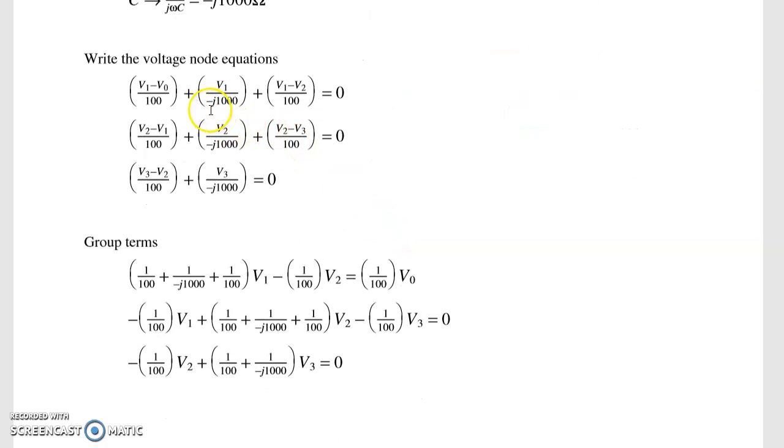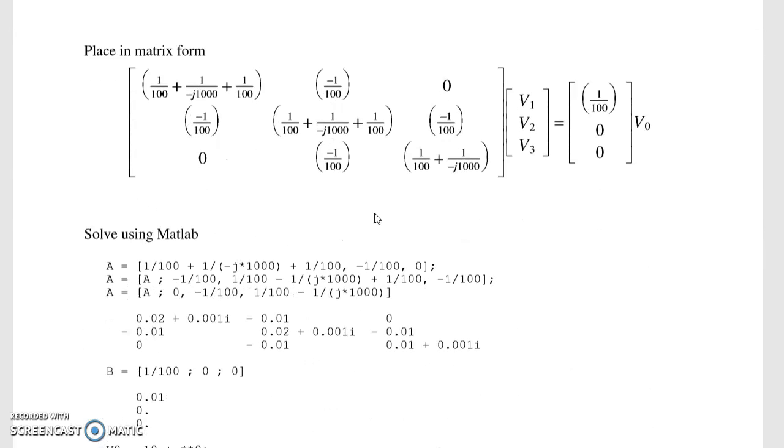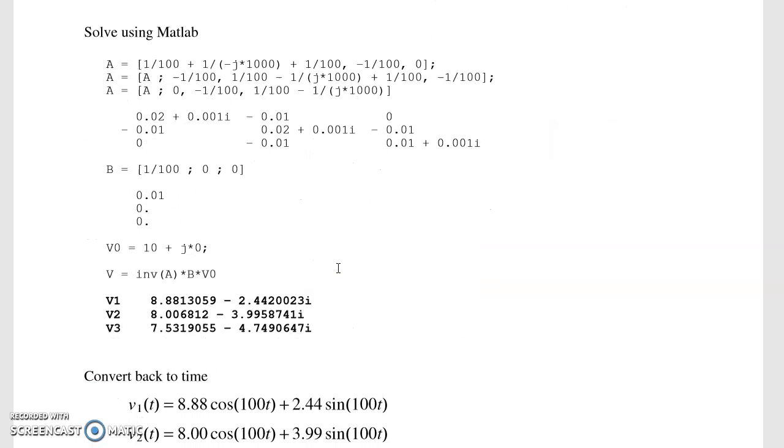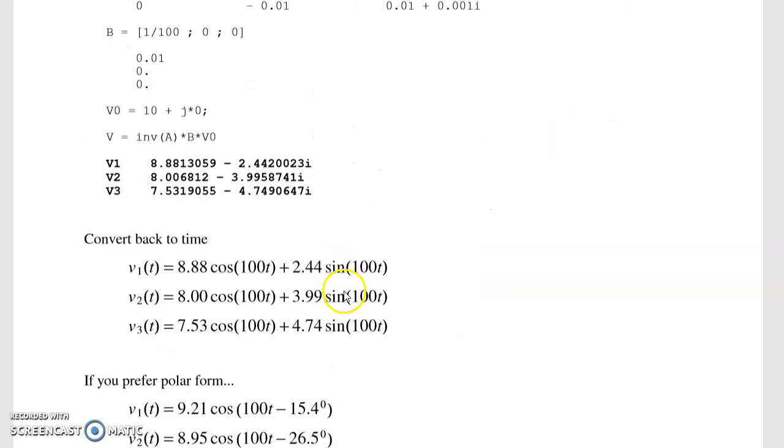Then your node equations. Note that the node equations are just like we had before. I've got the current left, current down, current right. The only difference is I just have a complex number for one of the impedances. To solve, I group the terms just like we did for resistor circuits, put into a matrix, and solve. And I wind up with complex numbers.